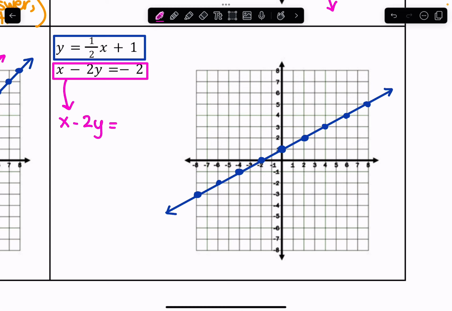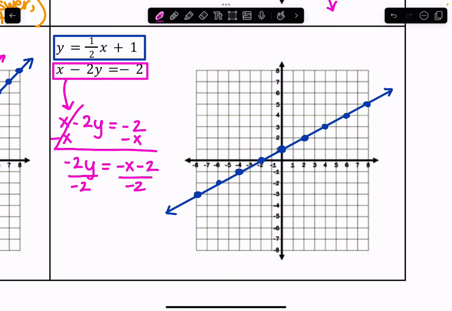So x minus 2y is equal to negative 2. First, I'm going to subtract x. And I'm left with negative 2y is equal to negative x minus 2. I'm going to divide both sides by negative 2. And again, remember when you divide the whole side, you have to divide both pieces by negative 2. And so that will give me 1/2 x plus 1. And so when I come over here to graph, I quickly see that I'm going to get all of my dots exactly on this line.